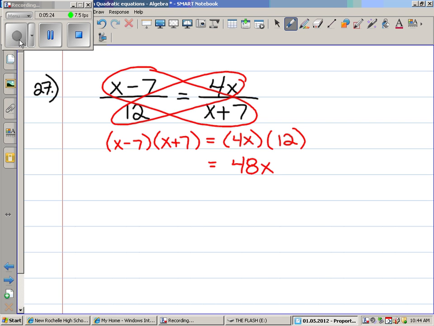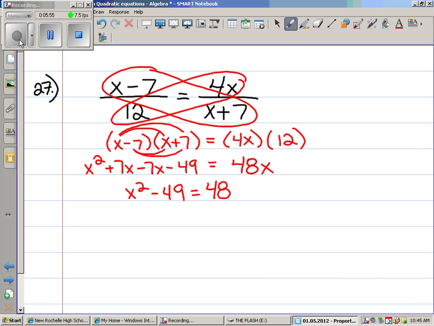But what are we going to do about that left side? You've seen stuff like that before. Yeah, you FOIL it. Make it rain. x times x is x squared. x times 7 is 7x. Negative 7 times x is negative 7x. Negative 7 times 7 is negative 49. So look what it becomes. It becomes x squared minus 49 equals 48x.